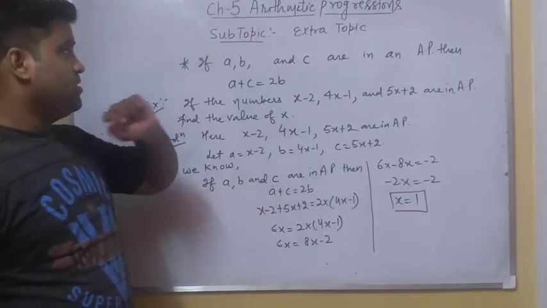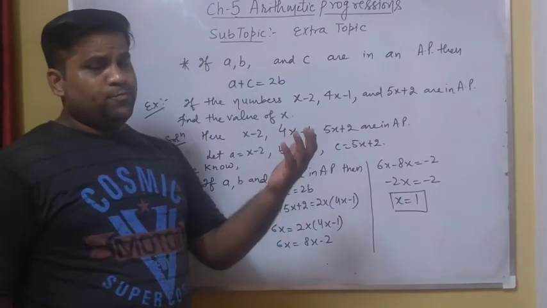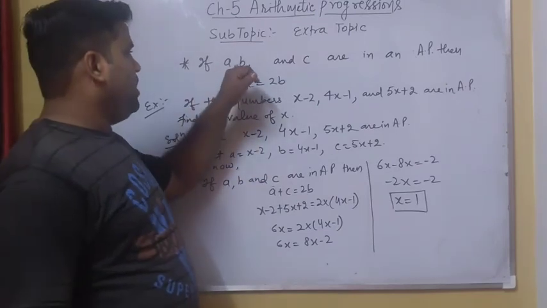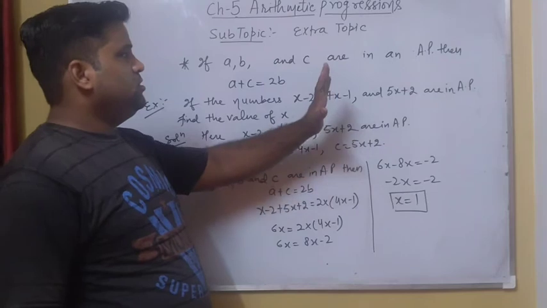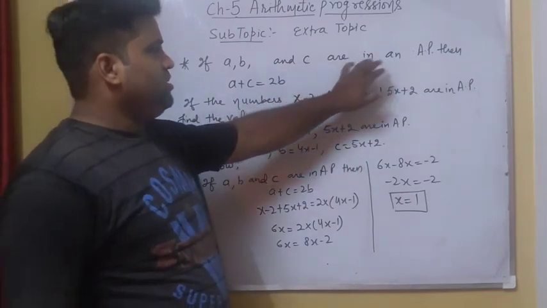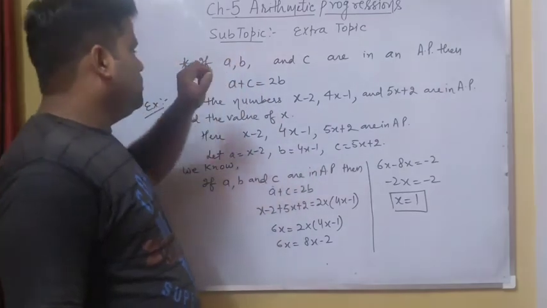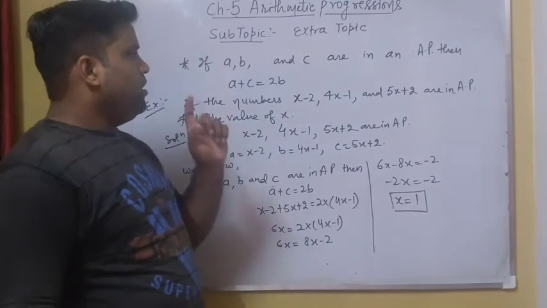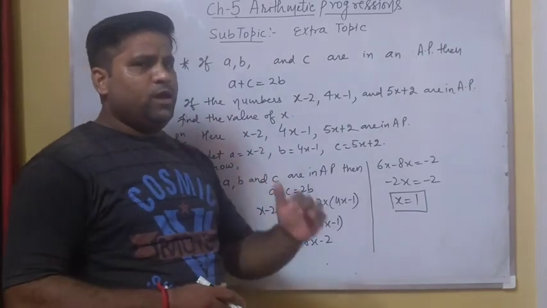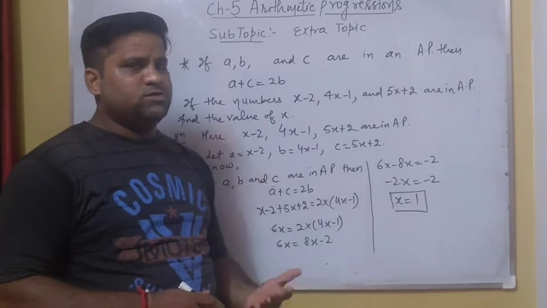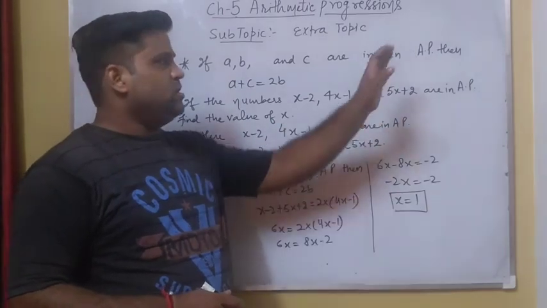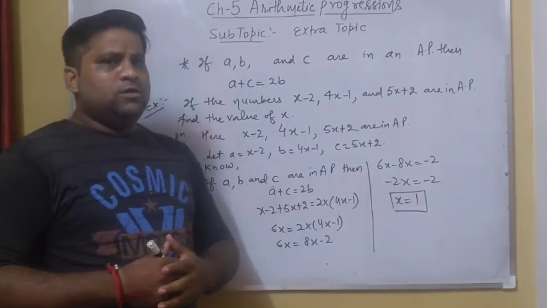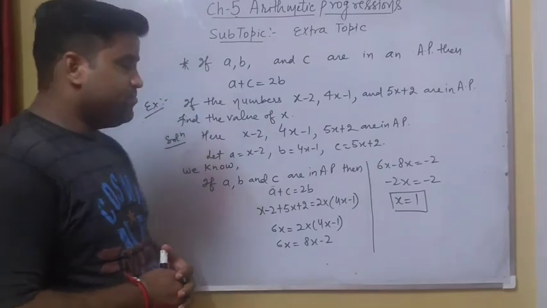Now another extra topic, which is also an important topic, comes in the exam in the form of a question. If a, b and c are 3 numbers and these 3 numbers are in AP, then the sum a plus c is equal to twice of b. Here if a, b and c are 3 numbers in AP, then the relation between them is given by a plus c equal to twice of b. Now let us use this concept in a question.